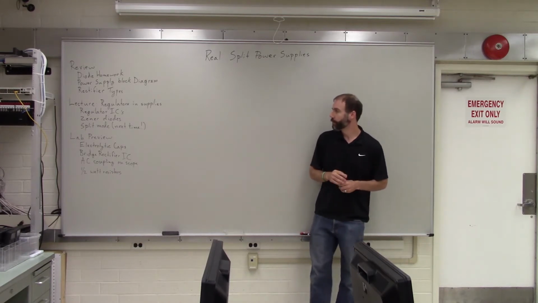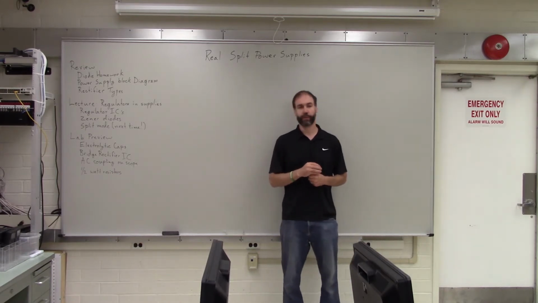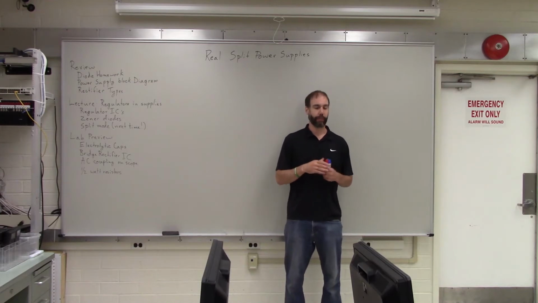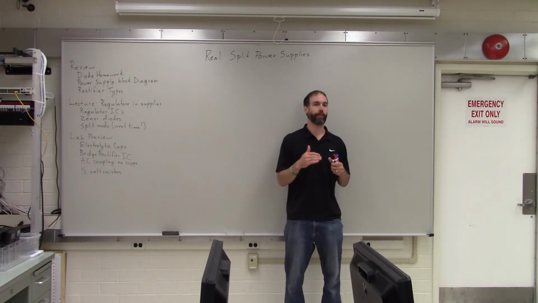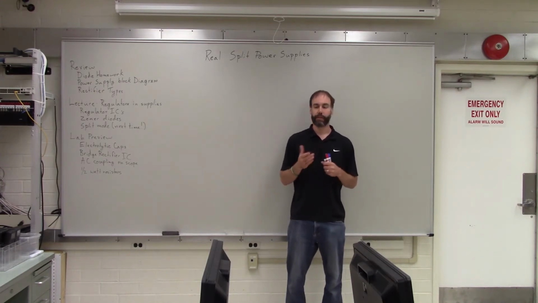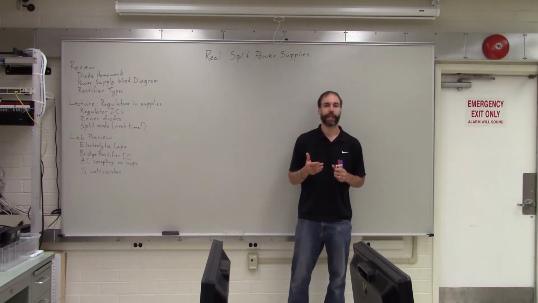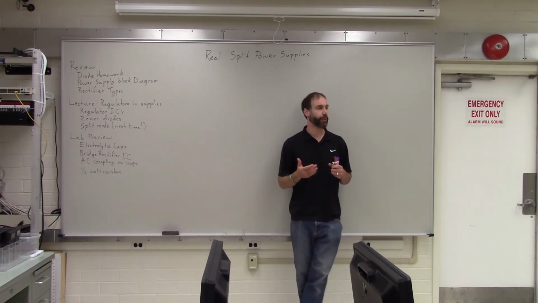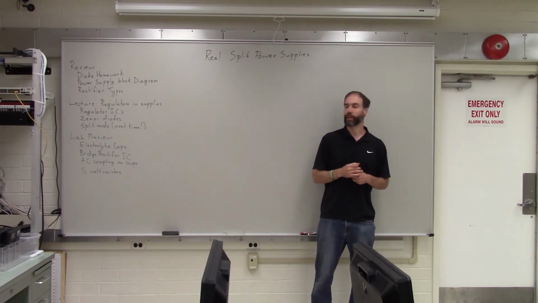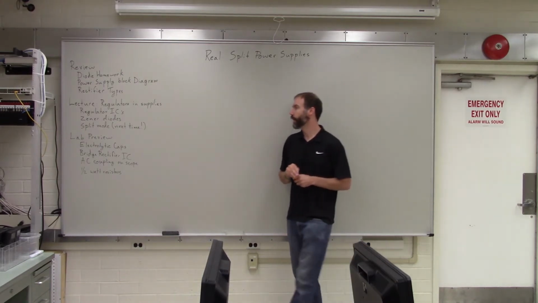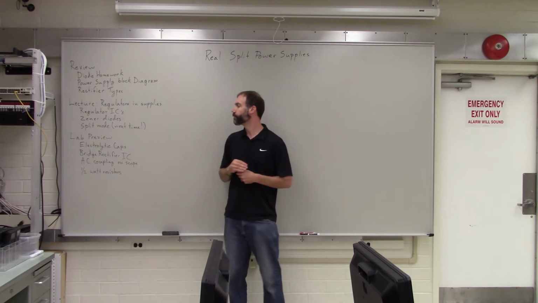And we'll see that the regulators we're using are called linear regulators. In other words, they're analog regulators. Next time, on Thursday, we'll actually get to see a different type of power supply, which is called a split mode power supply that actually has a digital regulator. So we'll get to see that on Thursday next time.